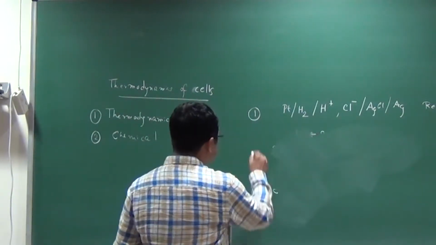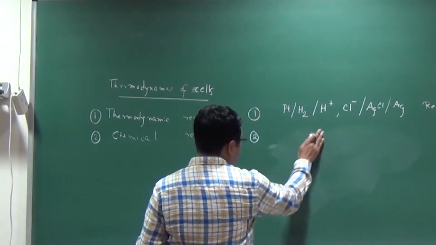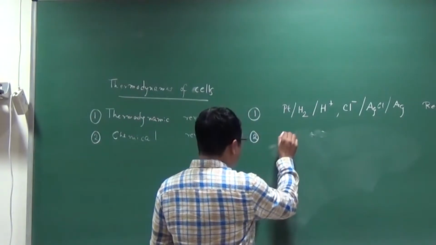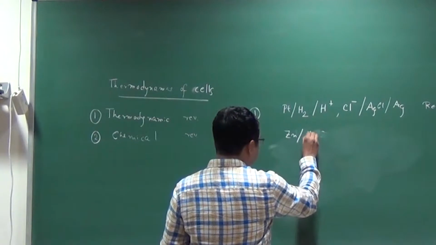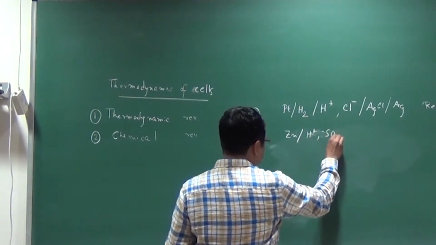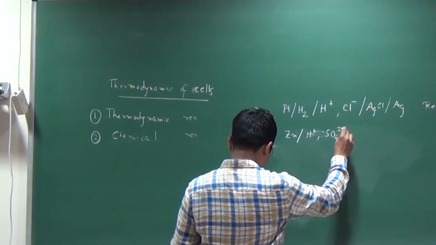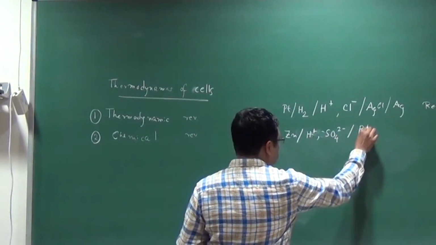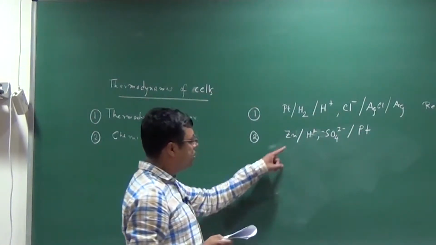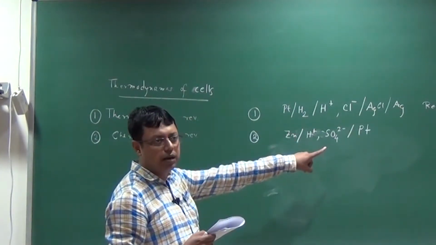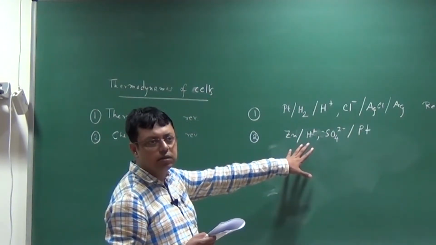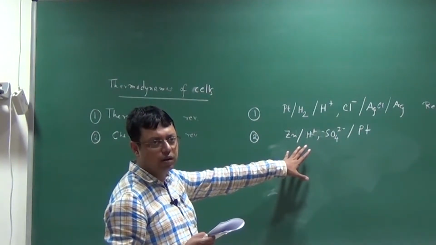Now I'm going to give you an example which is not reversible. Another cell, let's say this one. What we have is zinc metal on one side, platinum on the other side, and basically an acid, H2SO4, an aqueous solution of H2SO4.